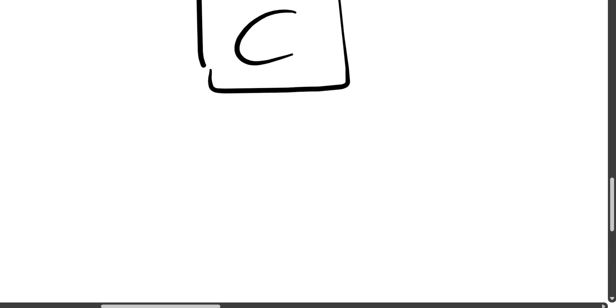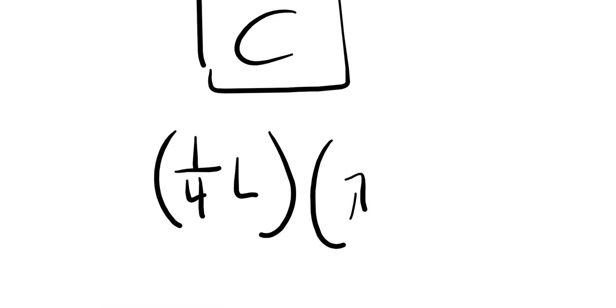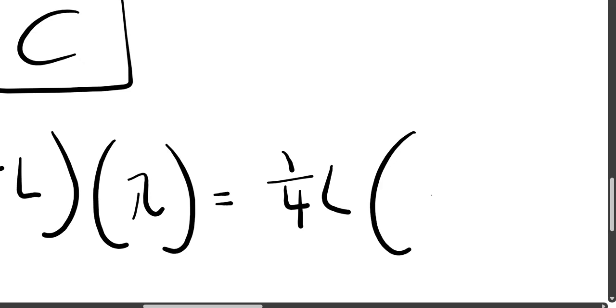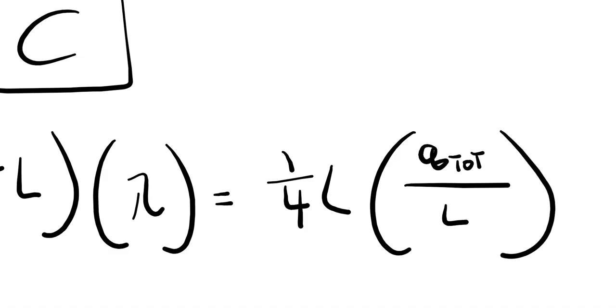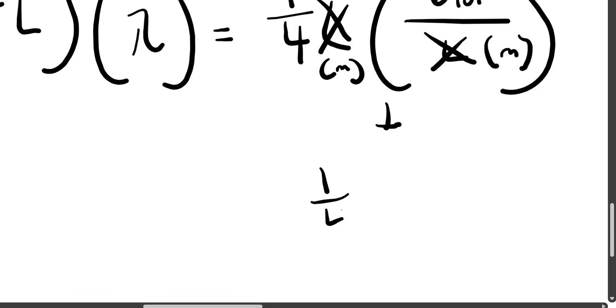So when I take that quarter, 1/4 L, and multiply by lambda, I'm really saying 1/4 L times the total charge, Q total over L. Well, my L's are going to cancel, aren't they? My unit of meters is going to cancel, and I'm left with 1/4 of the total charge.